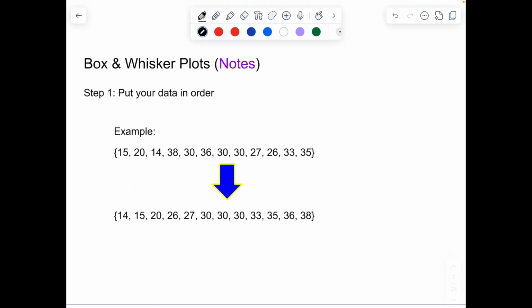Here are some steps in order to make a box and whisker plot. Step one is to put your data in order. So if I had all of this data here, my first step is to just put it in order from smallest number to largest number, which is what I have here.